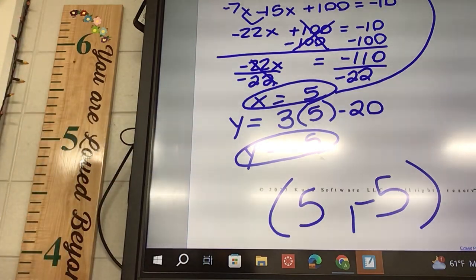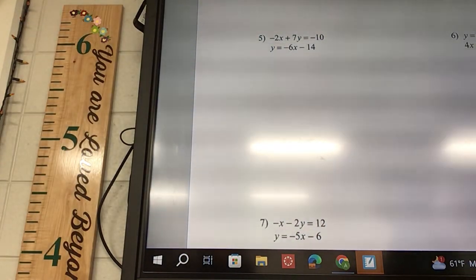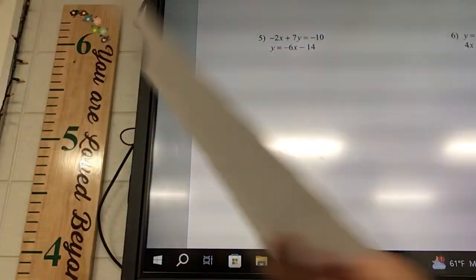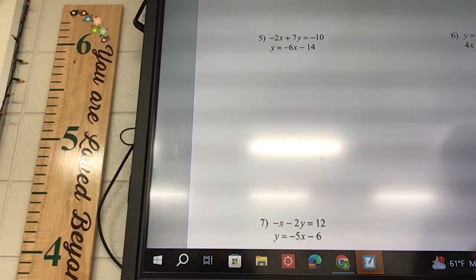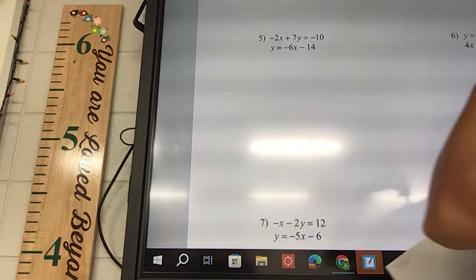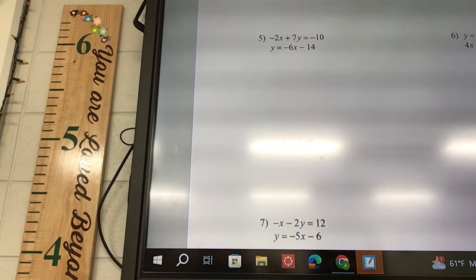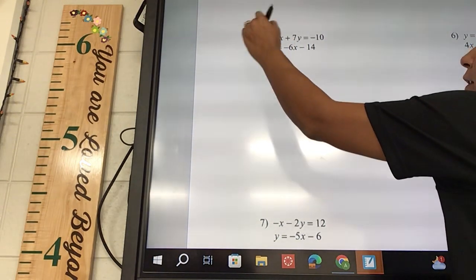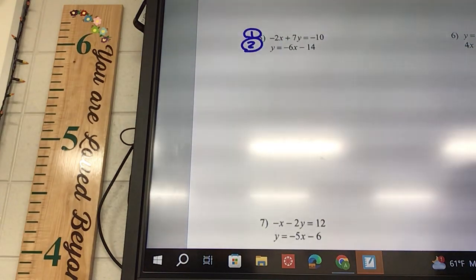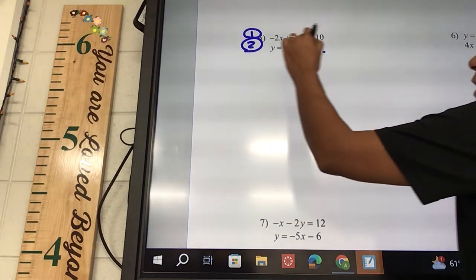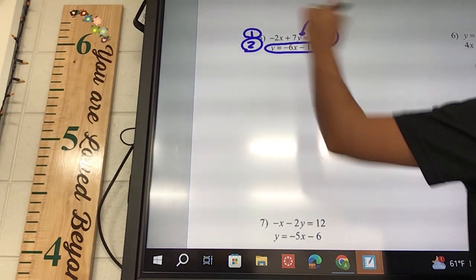Can I scroll? You guys good? We're gonna do one more, okay? Number 5. Well, I'm gonna do 2 more. We'll get there. Okay, so we're gonna label these equation 1, equation 2. Which one am I gonna circle? 1 or 2? 2. Okay, and that's the only reason I number them, just so you guys can talk to me. So we're gonna circle this one because it says y equals, and we're gonna plug it in up there.